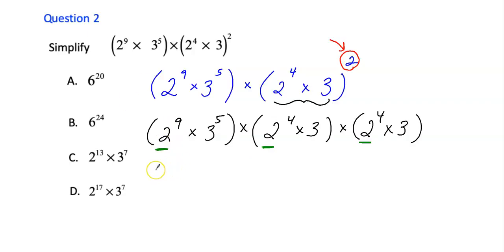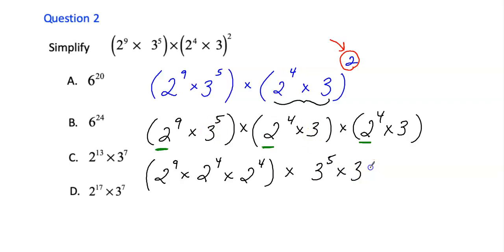So 2 to the 9th times 2 to the 4th times 2 to the 4th. I'll put a set of parentheses around this to make it easier to read. Then I'll reorder all the base 3's together. So 3 to the 5th times 3 times 3.